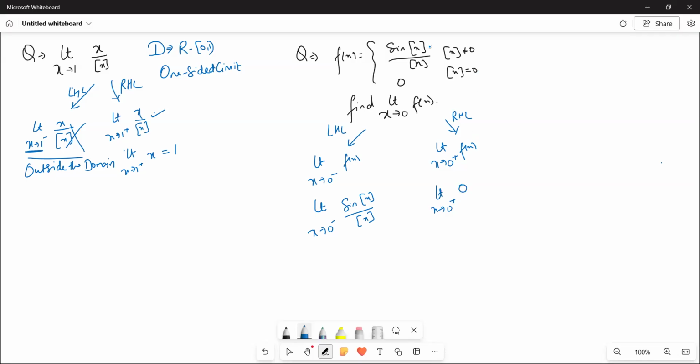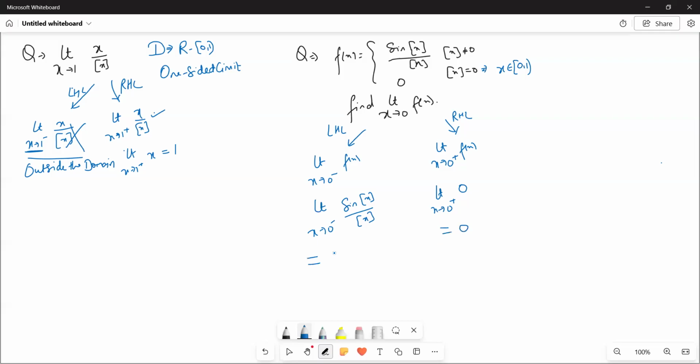Why so? Because fx is 0 whenever box x is 0, and box x is 0 for all values of x lying between 0 to 1. So that means for all values of x lying between 0 to 1, fx is 0. So in the right neighborhood, the function is behaving as a 0. And in the left neighborhood, the function is behaving as sine of box x. Okay, so RHL will be 0. What will be the value of LHL?